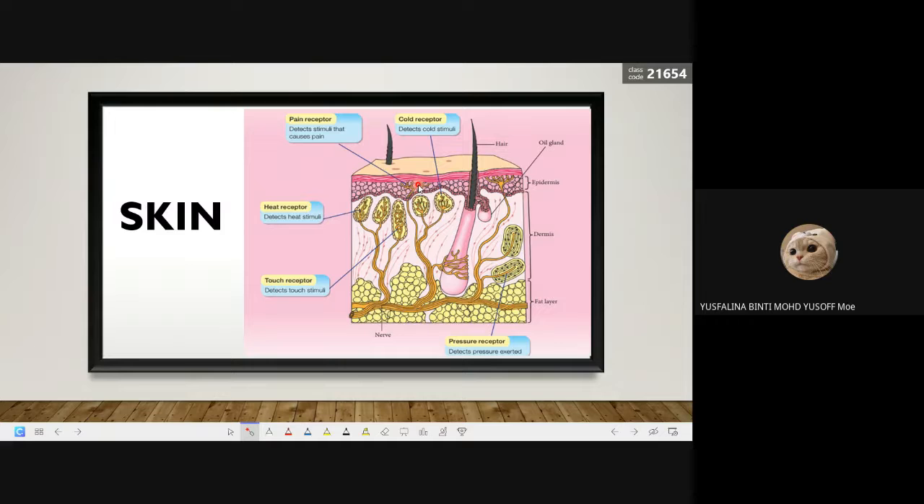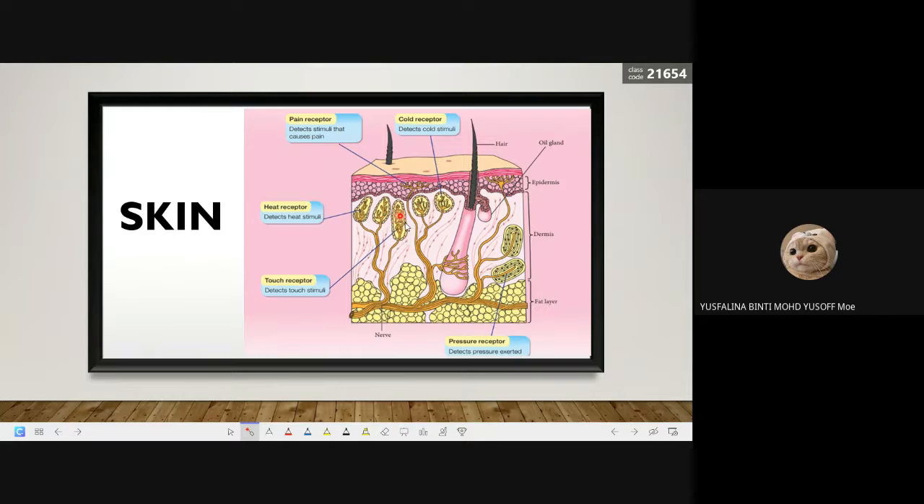The second one is actually the heat, cold, and touch receptors. They put them at almost the same level. The heat receptor detects the heat stimuli, the touch receptor detects the touch stimuli, and the cold receptor detects the cold stimuli. You have to remember the shape of the receptors, because every receptor has its own shape. Like this one, you can see it's like a curl, right?